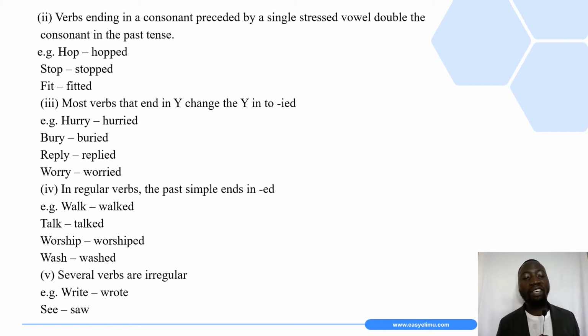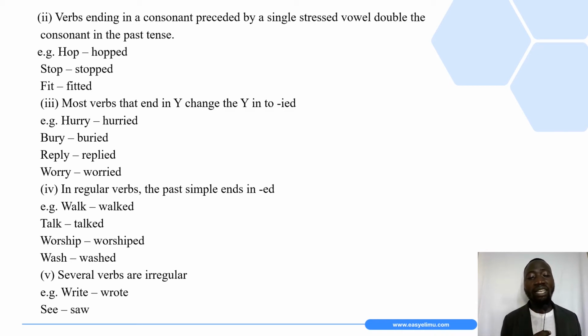For example, we have hurry. Hurry ends in the letter y. If we replace the letter y with the letter i and add ed, we have hurried. That is now talking about a past action. Then there is also bury and buried in the past, reply, replied, worry, worried. Another rule that is also important to note is that in regular verbs, the past simple ends in ed.